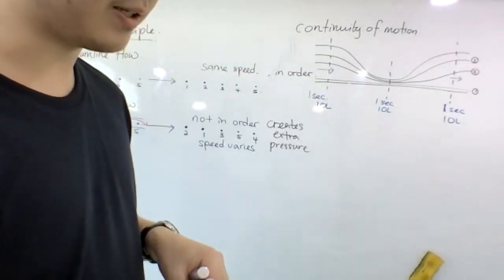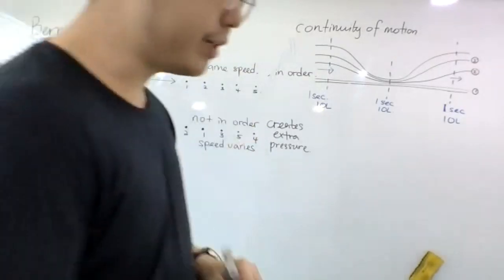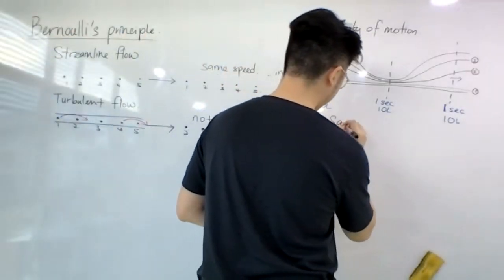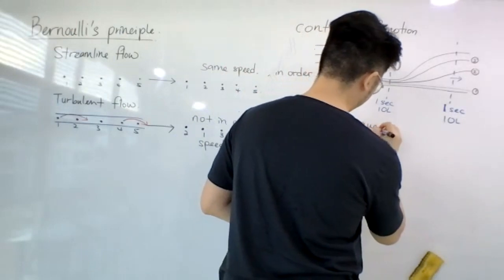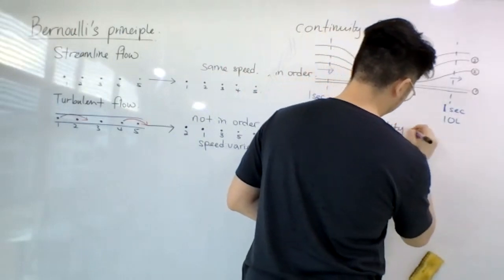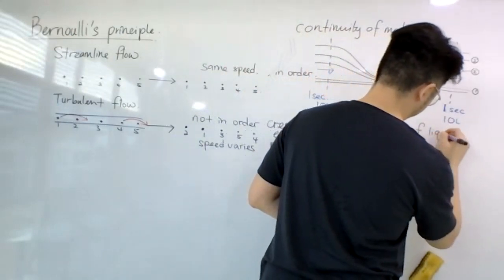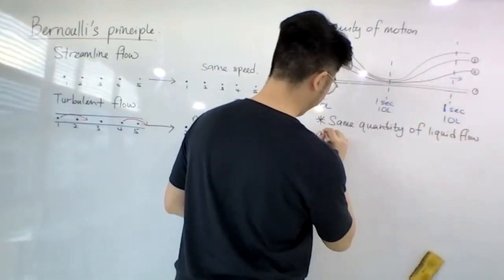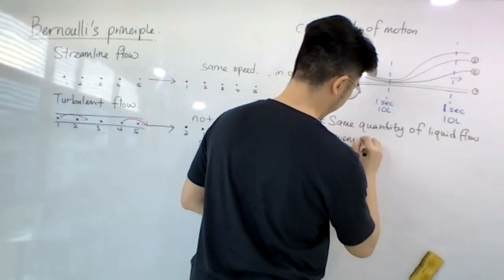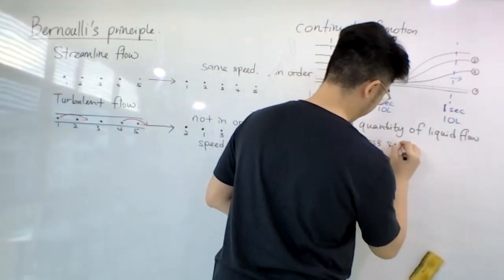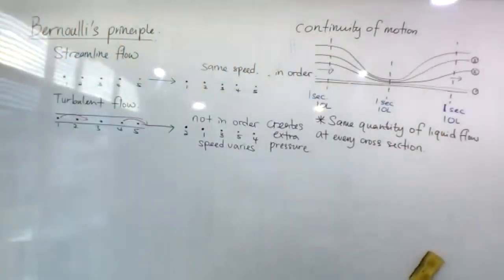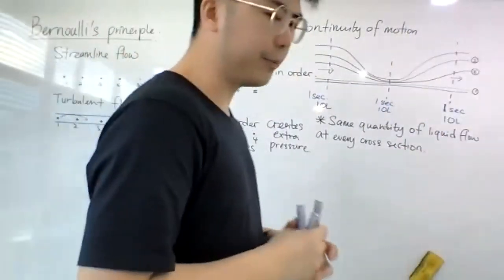I will write it here. That is one very important point. Same quantity of liquid flows at every cross section. Okay, that is the nature of the flow.